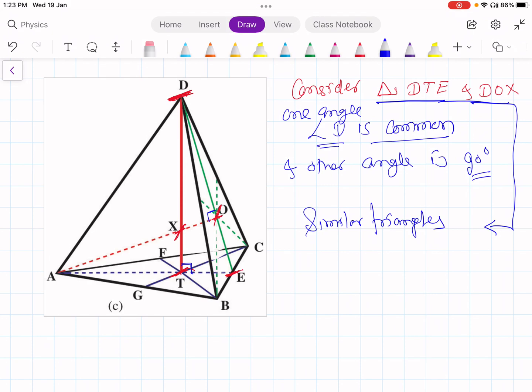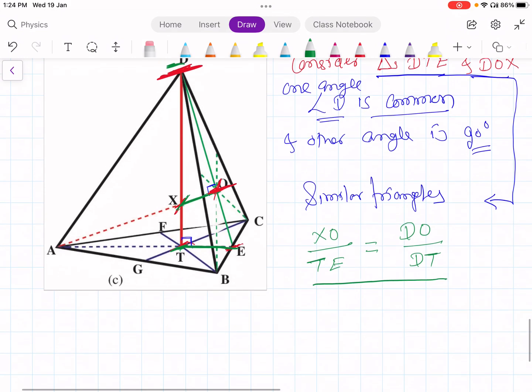And when you say they are similar triangles, then we can write this length XO divided by TE, this length over here, equals DO, that is the length from this point to this point, divided by DT, from this point to this point. For similar triangles, we can write such equations: XO by TE equals DO by DT.